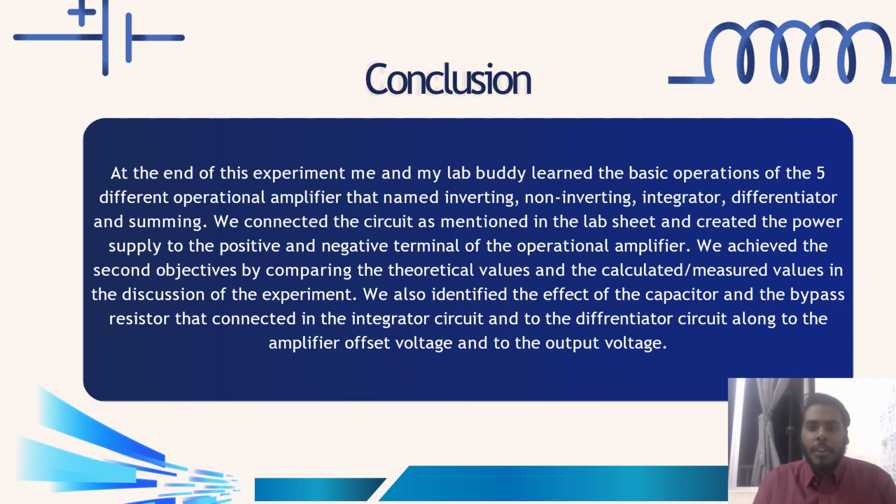As the conclusion of the experiment, at the end of this experiment, me and my lab buddy learned the basic operation of the 5 different operational amplifiers, namely inverting, non-inverting, integrator, differentiator, and summing. We connected the circuit as mentioned in the lab sheet and connected the power supply to the positive and negative terminals of the operational amplifier. We achieved the second objective by comparing the theoretical values and the calculated or measured values in the discussion of the experiment. We also identified the effects of the capacitor and the bypass resistor connected in the integrator circuit and the differentiator circuit along with the amplifier offset and the output voltage.